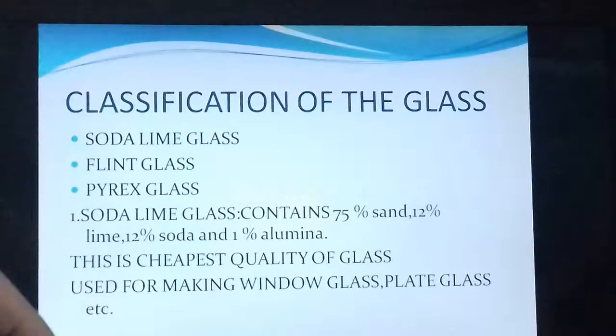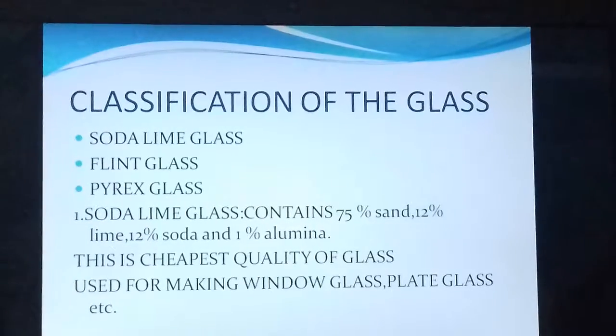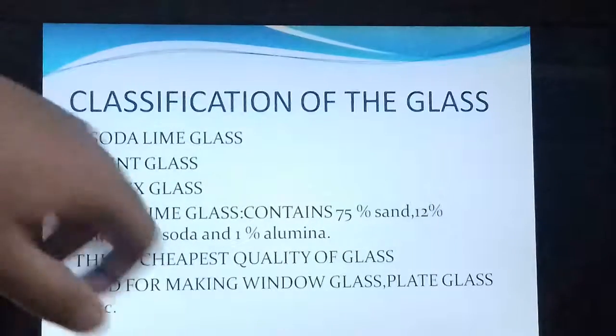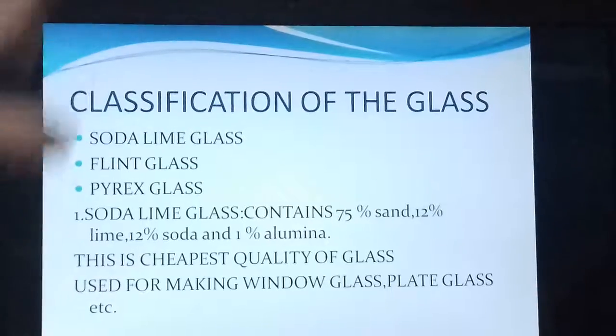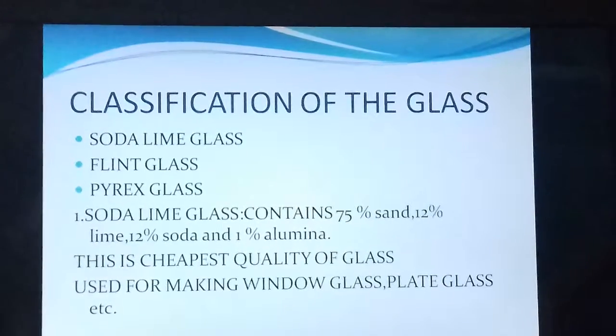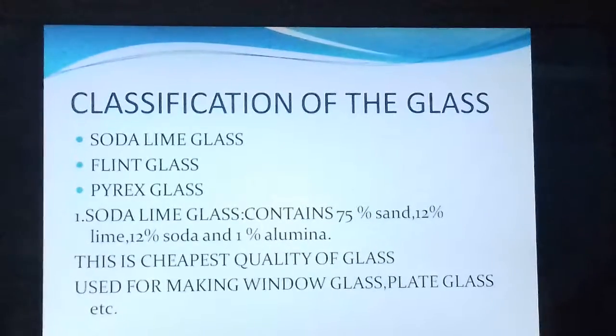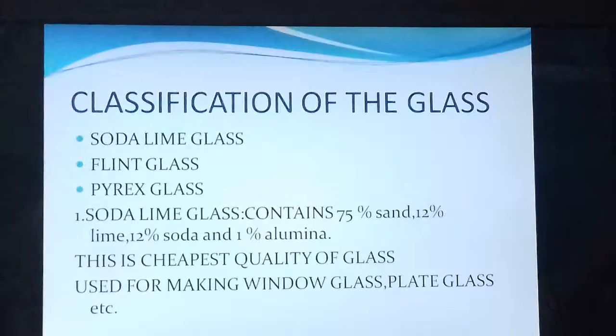Soda lime glass. In the name itself it is there: soda, lime. It contains soda, it contains sand, it contains lime. Sand will be in the greater proportion, that is 75% sand, 12% soda, 12% lime. Lime is CaO, calcium oxide. And 1% alumina, that is Al2O3, will be there.